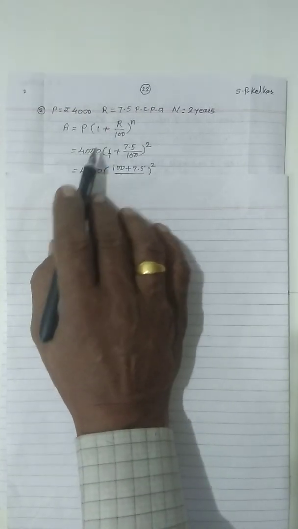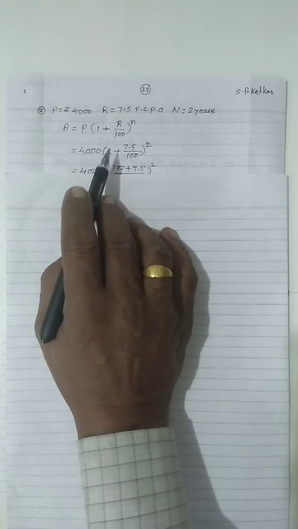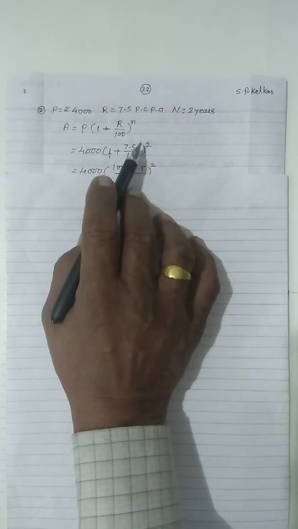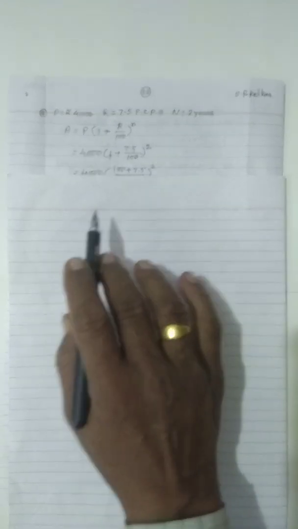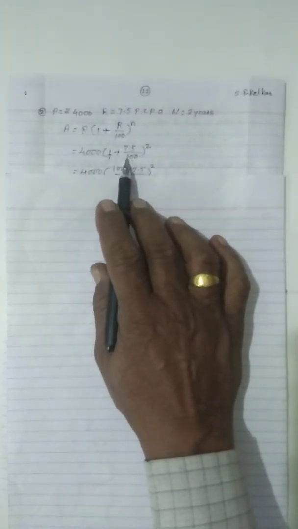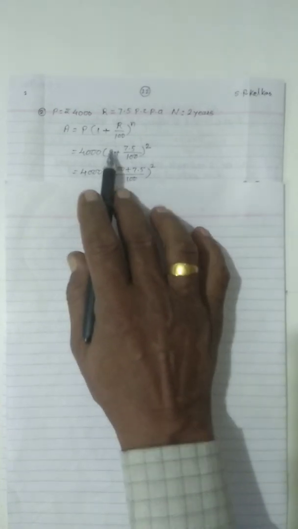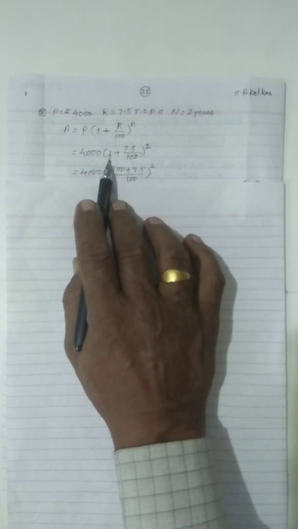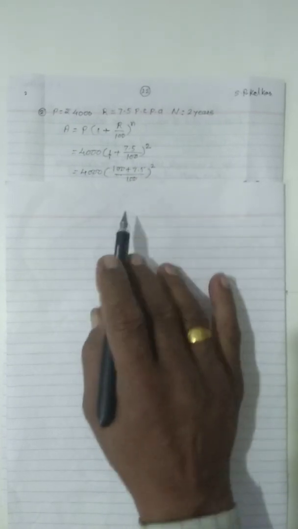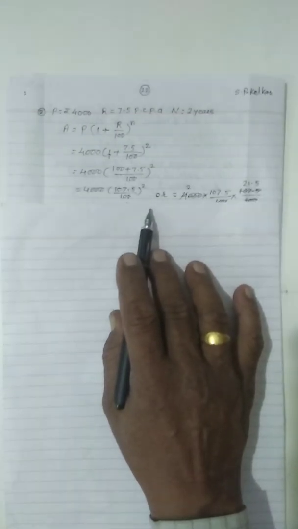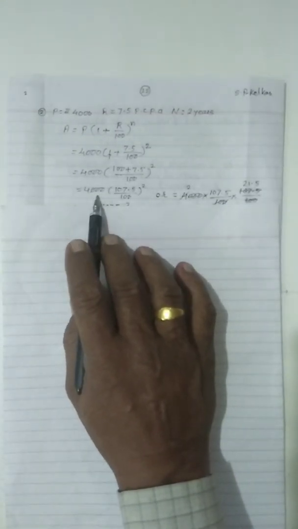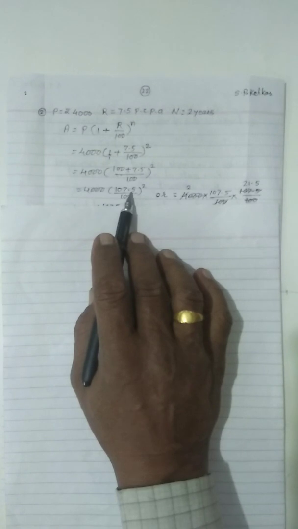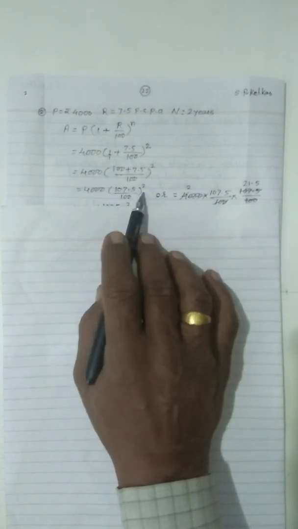Now put the values. P is 4,000 into in bracket 1 plus 7.5, that is the value of R, divided by 100, bracket raised to 2. Now firstly take the sum of these two numbers, that is 1 into 100 plus 1 into 7.5, divided by 1 into 100, in one bracket raised to 2. Sum of these two is equal to 4,000 into in bracket 107.5 divided by 100, bracket raised to 2.